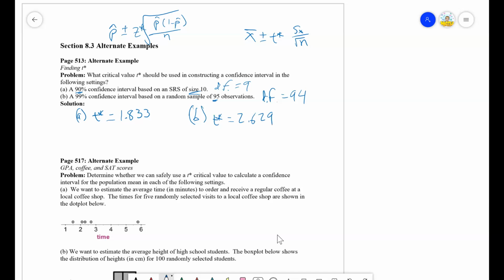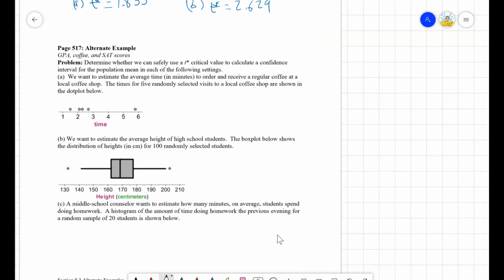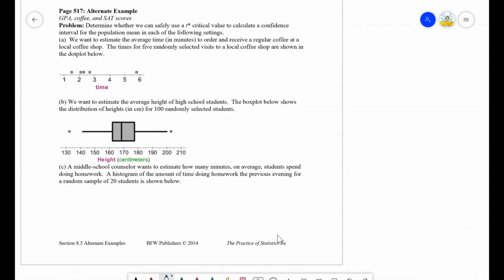All right, since our distributions for means get more normal as sample size gets larger, we have to be careful when we have a small sample size. So what we want to look at in this next example is to determine if the t-distribution is appropriate when we have a really small sample. So determine whether we can safely use a t-star critical value.